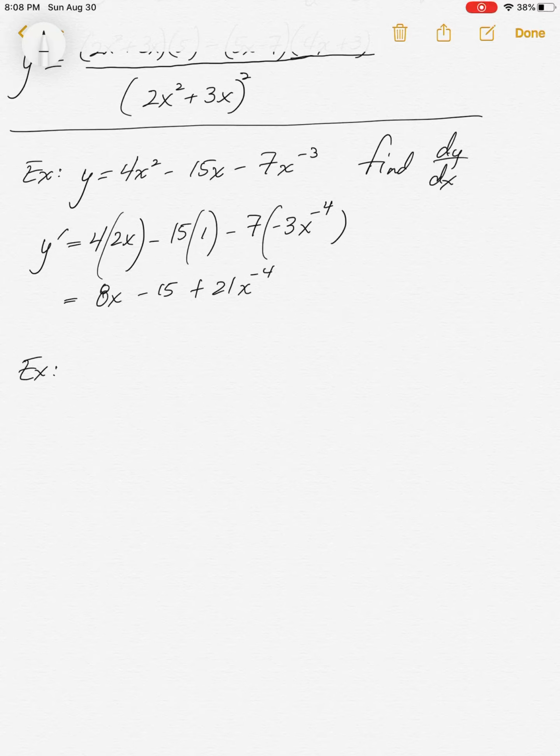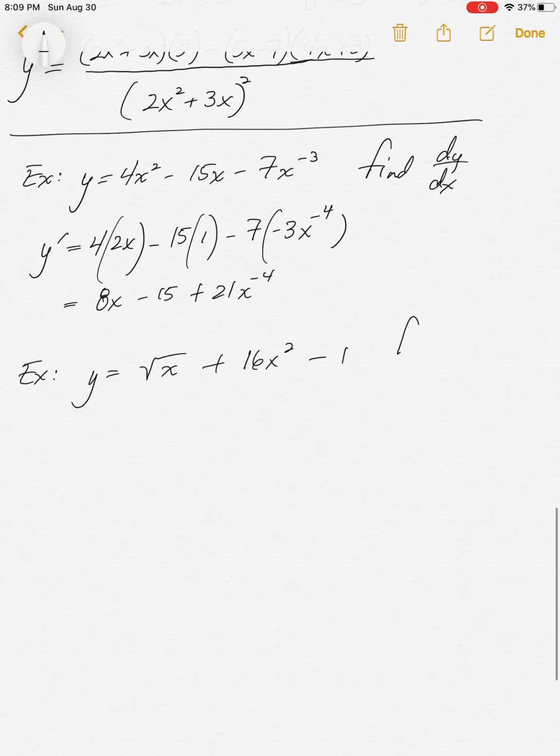Let's really toss in some weird looking stuff. Let's toss in some radicals and some fractional exponents. Hint, radicals and fractional exponents are one and the same. So y equals square root of x plus 16 x squared minus 1.